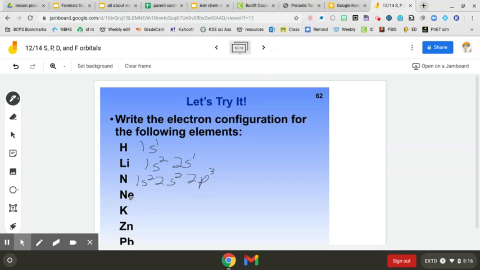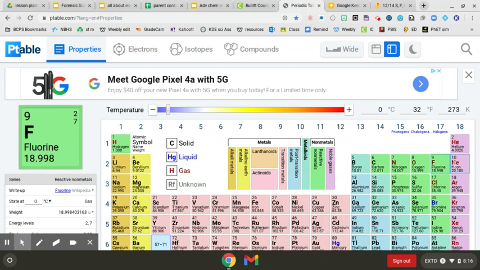Let's do neon. So go ahead and try it on your own. Pause and then come back and do it, or I'll do it too. So neon is right here. It's number 10, so it's got 10 electrons to place. So let's place them.